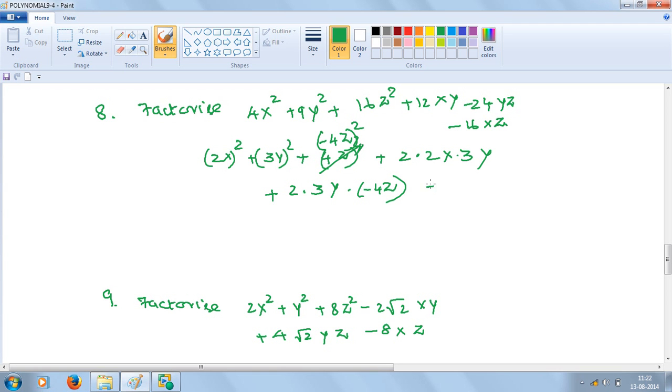Next factor is plus 2 multiplied by minus 4z into 2x. Now 2 4s are 8, 2s are 16, zx. Minus is there. So how we will factor this as 2x plus 3y minus 4z the whole square.